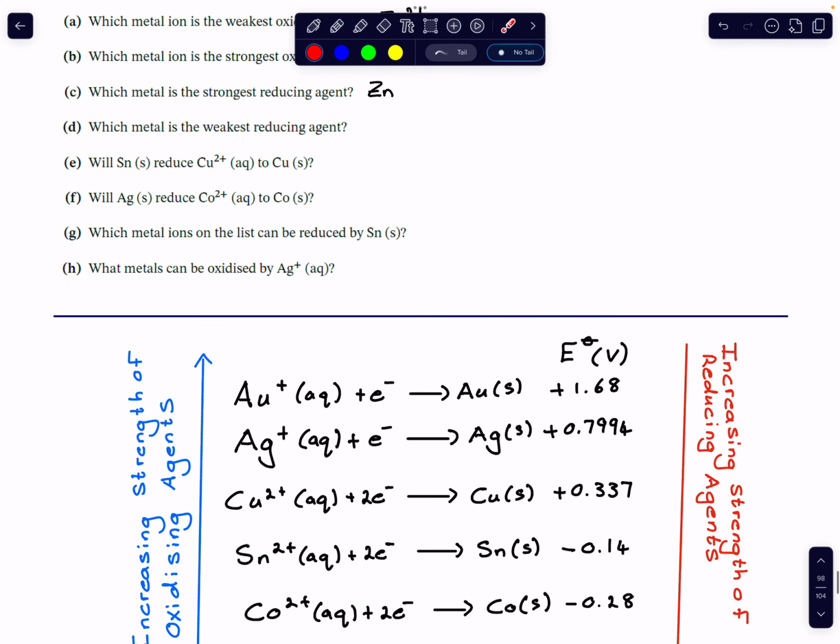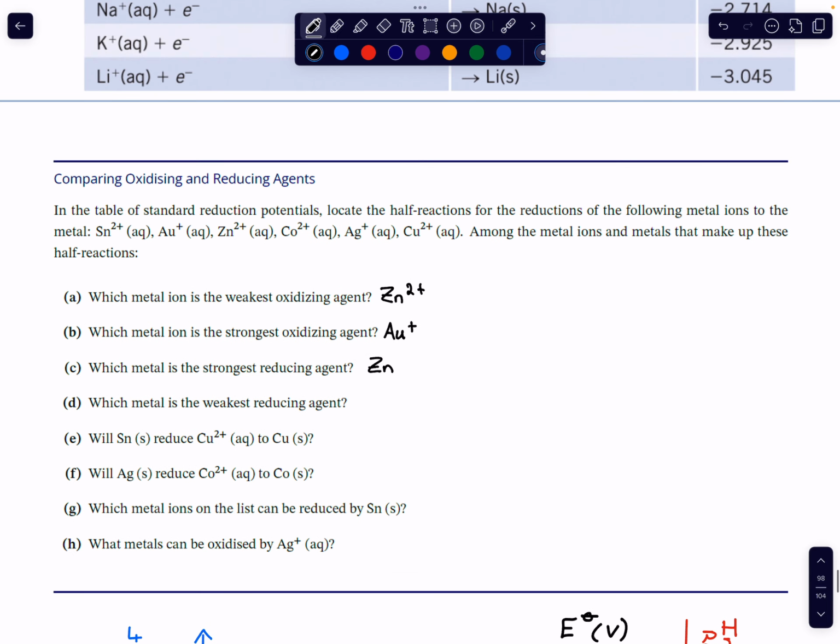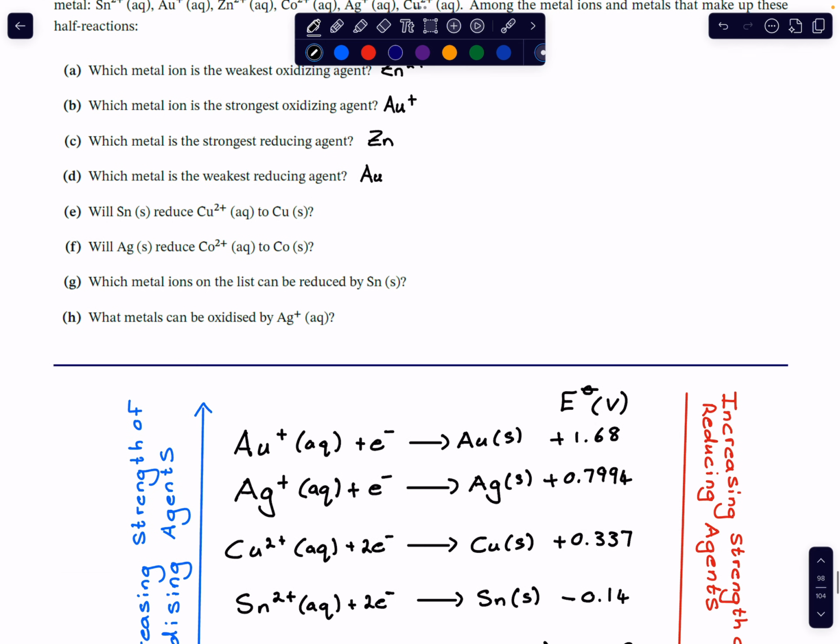And the weakest reducing agent will be the species that would like to undergo oxidation the least. In other words, in this case, it is gold, because it is quite a stable metal, and that is commonly well known. So that's why gold doesn't oxidize readily, and why you can wear it around your neck and whatnot. All right, good. So that's the first few questions.